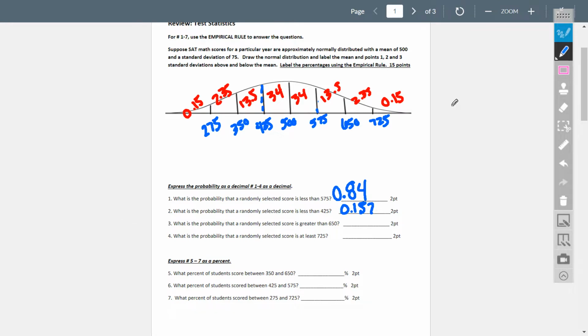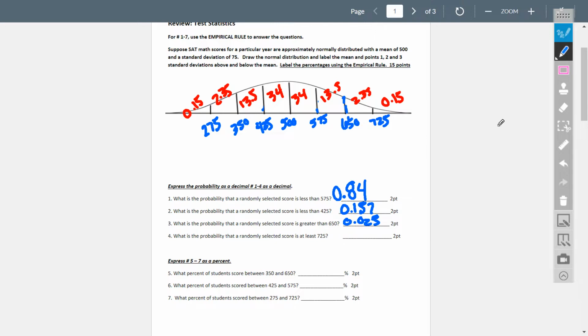Okay, what is the probability the randomly selected score is greater than 650? Greater than 650 is over here. So 2.35 plus 0.15 is 2.5, so 0.025. See, I accidentally put this in the wrong place. It's 2.5%, supposed to be right here, 0.025.